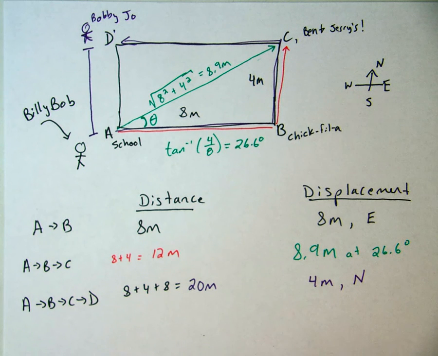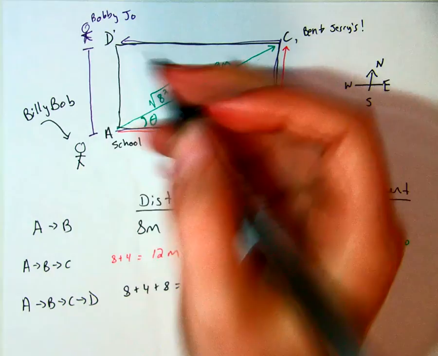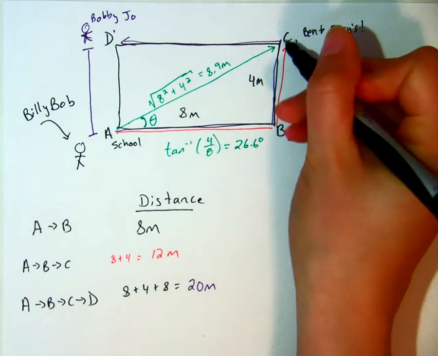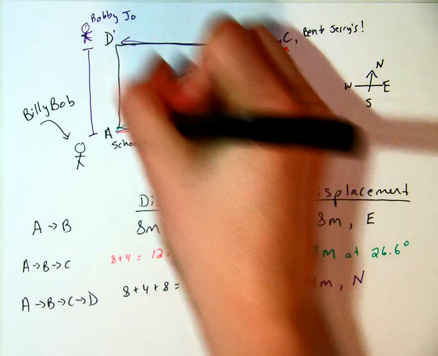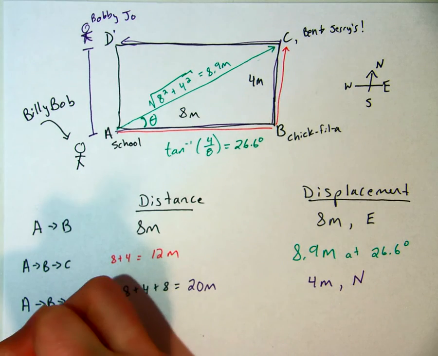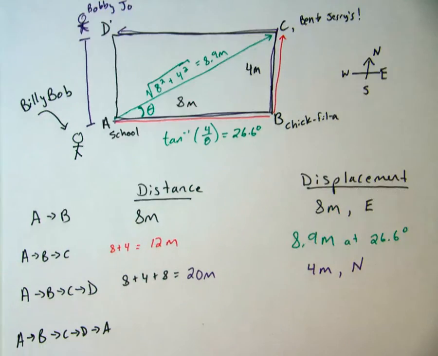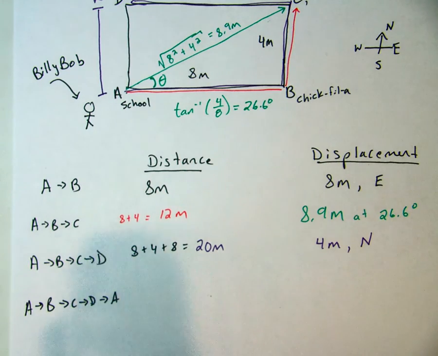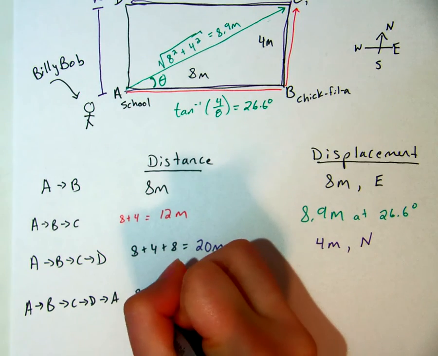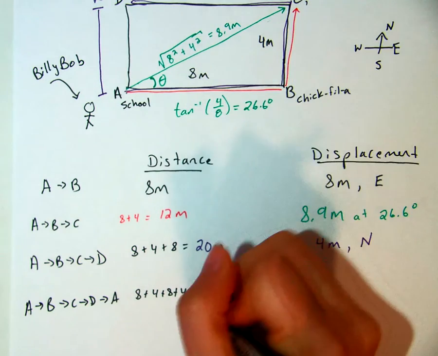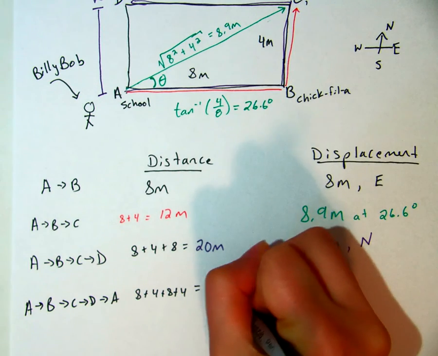Okay. And then the last case we want to look at is after Billy Bob has hung out with Bobby Joe, he decides he needs to go back to school. Maybe lunch has ended, and he has to return. So we go from A to B to C to D, back down to A. We've made one complete square. How far have we traveled? So we've got 8 plus 4 plus 8 plus 4, all four sides of our rectangle here, the perimeter, is going to be 24 meters.